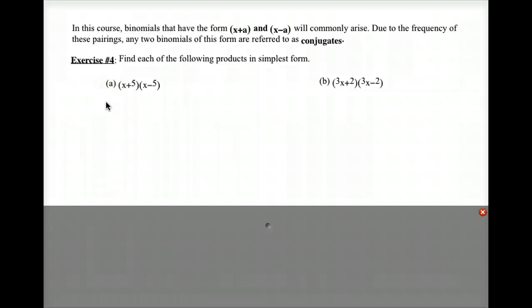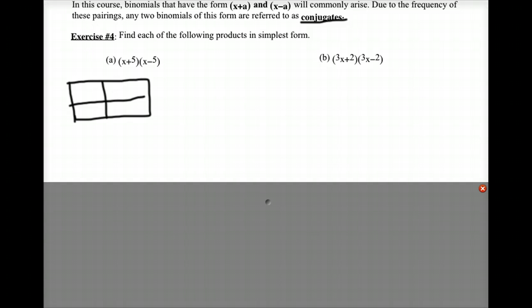So most of the time in Algebra 2, you will see binomials that are in the form x plus a and x minus a. These commonly arise due to the frequency of these pairings. Any two binomials of this form are referred to as conjugates. Now, let's work this out and then I will show you the shortcut after. So, again, this will be A and B. We'll be using our box method. If you like FOIL, that's fine. You can go ahead and use your FOIL. That's perfectly fine with me, okay?